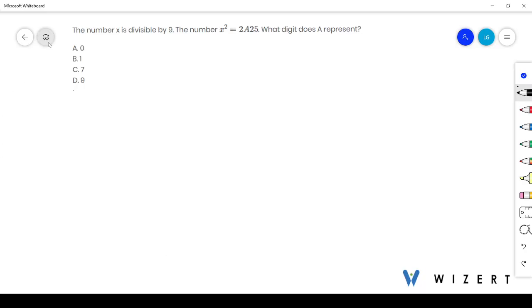Our question is, the number x is divisible by 9. The number x square equals 2825. What digit does a represent? Given that x is divisible by 9. So, x square is also divisible by 9.